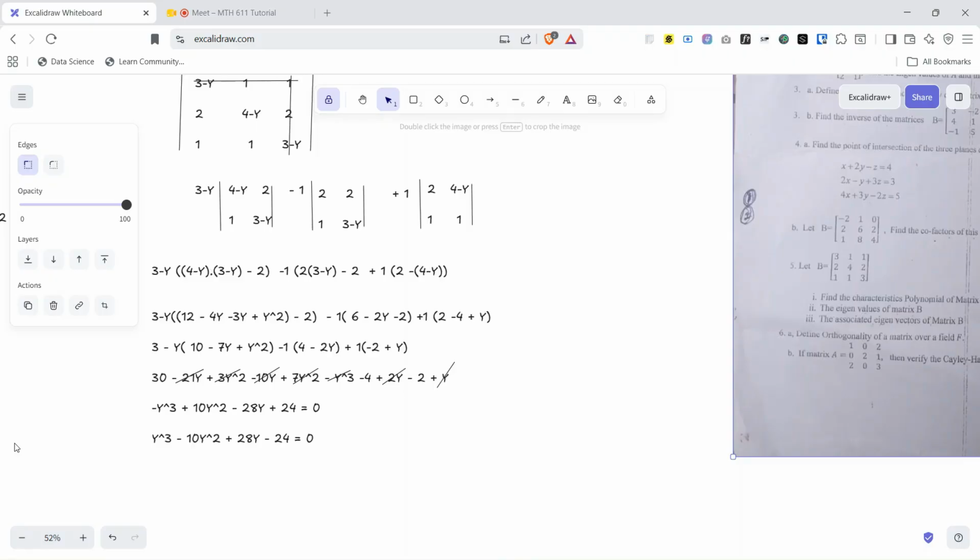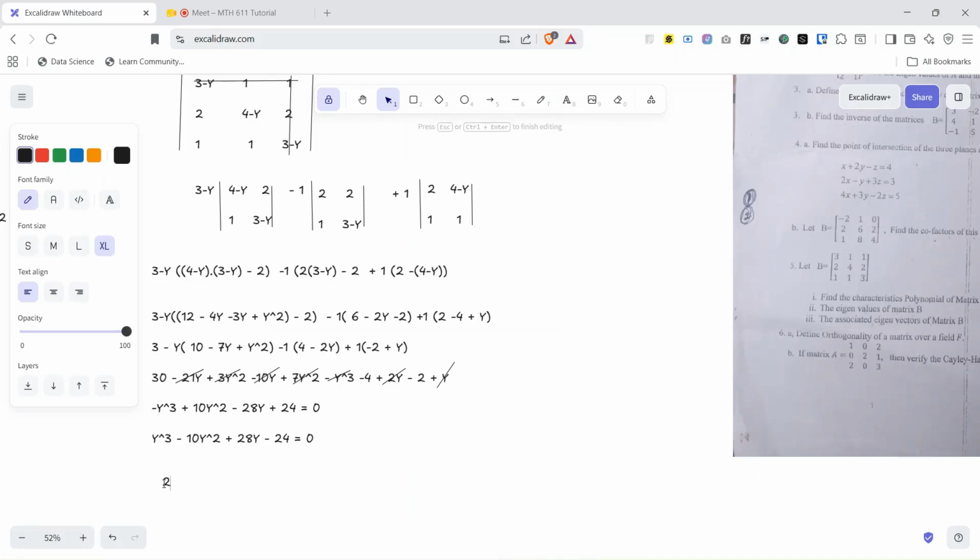2 is the first value. So plugging in 2, this would mean 2 raised to power 3, minus 10 into 2 raised to power 2, plus 28 into 2, minus 24. So let's see if this is 0.